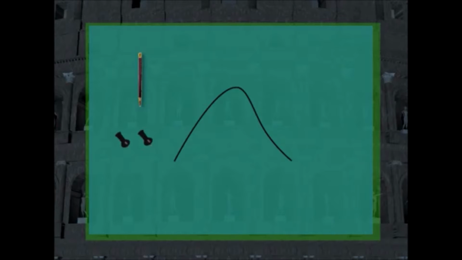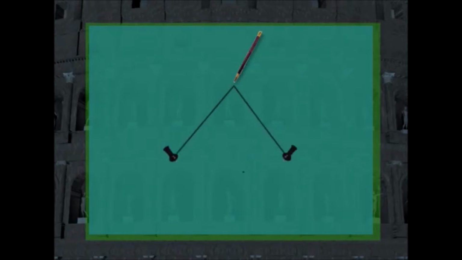Take a loop of string, 2 thumbtacks, a pencil, and a sheet of paper. Tack the paper on a bulletin board or similar surface with the 2 thumbtacks. These tacks represent the foci of the ellipse you are about to construct. Place the loop of string around the tacks. Take the pencil and extend the string so that you end up with a triangular shape as shown.